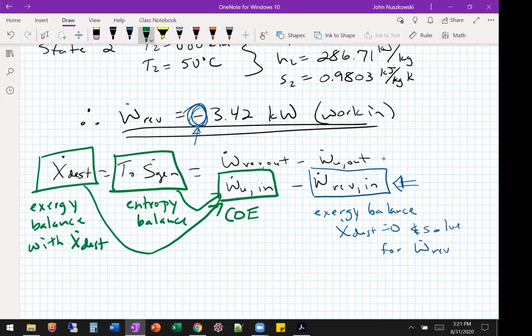The one that we did solves for work reversible directly, because that's all the problem asked for. If we were looking for X destroyed for the actual case, not the minimum, then going straight to the entropy balance would be the quickest, right? But we wanted work reversible. Questions on that?